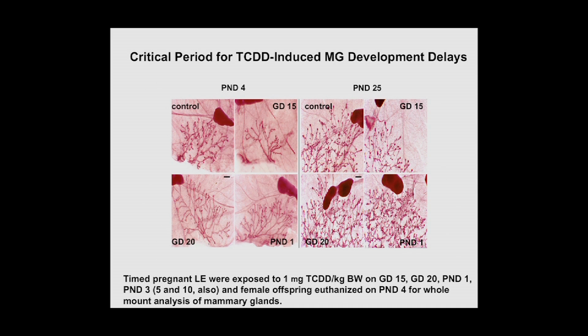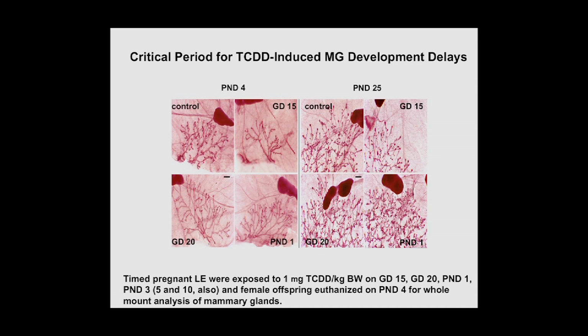Our lab, together with Linda's lab, has evaluated critical windows of exposure for dioxin that affect mammary gland development. We know that exposure during the time of breast bud development matters, so we gave a single exposure of dioxin to animals on day 15 of pregnancy, of a 21-day pregnancy in a rat. So about 6 or 7 days before birth, they had one exposure.